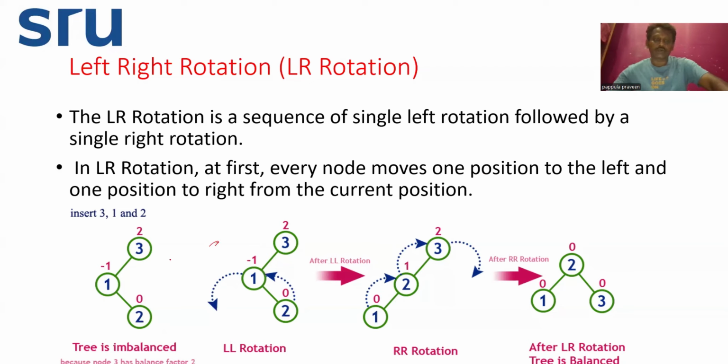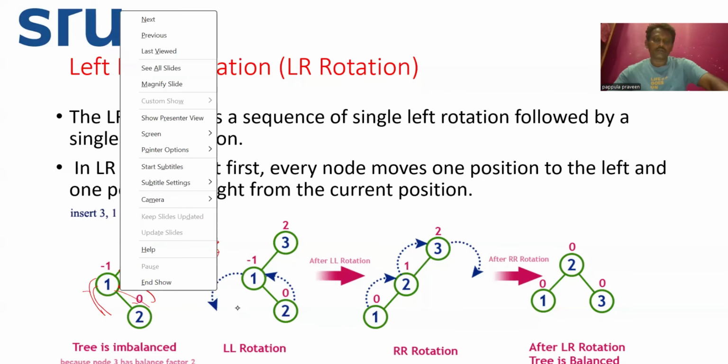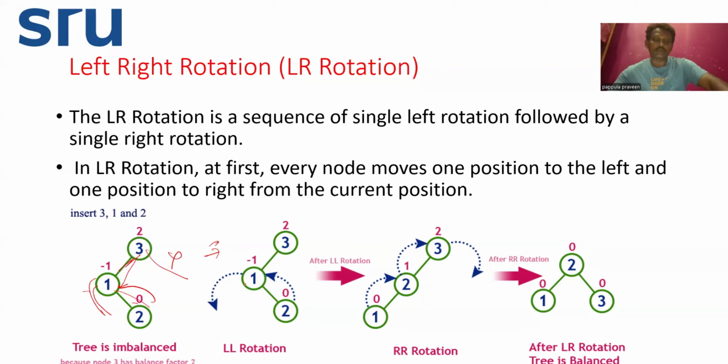3 is the root node, 1 is the left child, and 2 is the right child of 1. There are no right elements, so this is imbalanced. From this we can move. Now one is moved to the left, and this is moved to the right. Observe here, this is moved to left and this is moved to right. After this, one is moved to the left and two is moved to here. So this is the left rotation. Okay, left is completed, and now the right rotation.